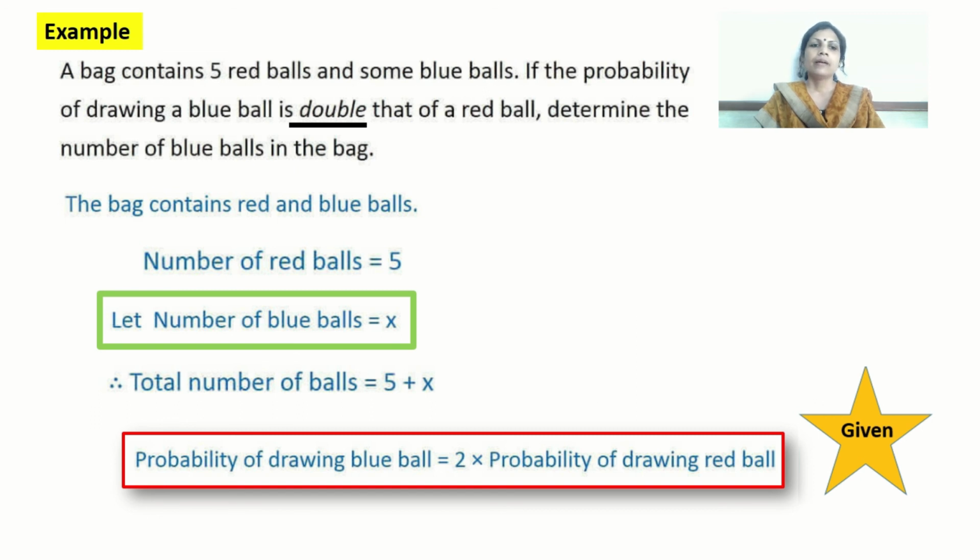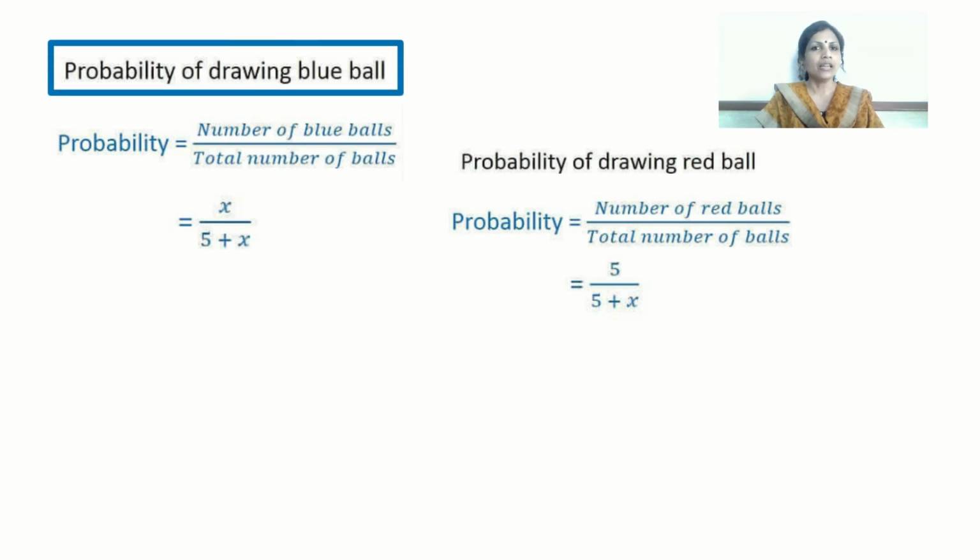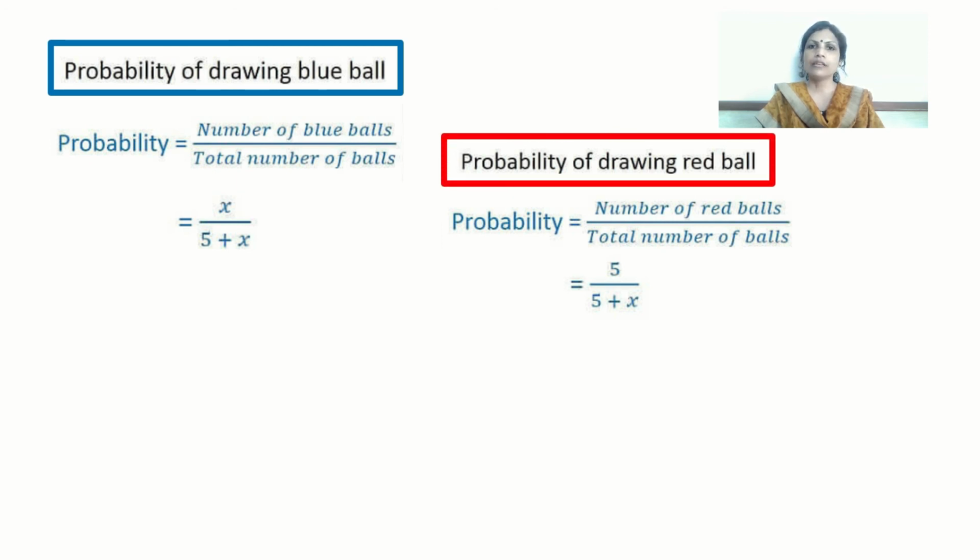So let's see. Probability of drawing blue ball is equal to number of blue balls upon total number of balls in the bag. We have considered total number of blue balls as x, and total number of all balls including red and blue together is 5 plus x. So x upon 5 plus x. Then we'll find out probability of drawing red ball. So probability of drawing red ball is equal to number of red balls in the bag divided by total number of balls. We have 5 red balls and total number of balls are 5 plus x.